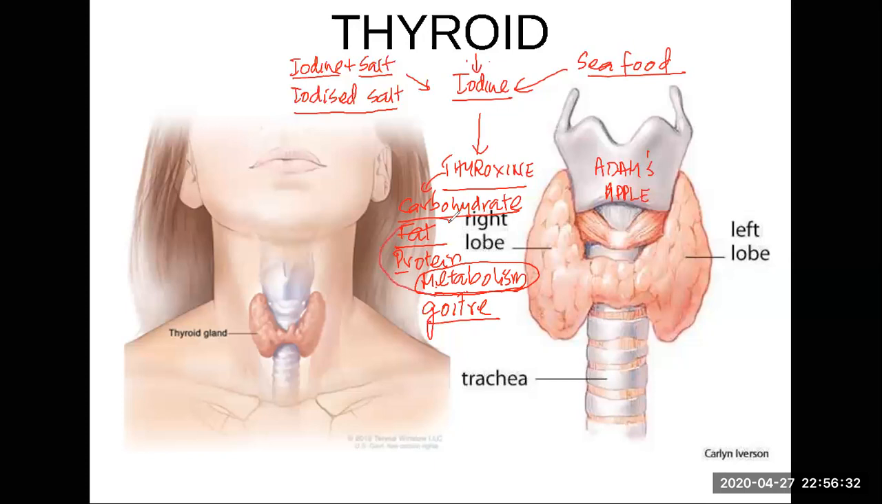And the balance of all these reactions helps the body to grow. Okay, growth is the output of a balance of metabolic reactions controlled by thyroxine. So along with the growth hormone, even thyroxine promotes growth by controlling metabolism of carbohydrate, fat, and protein.